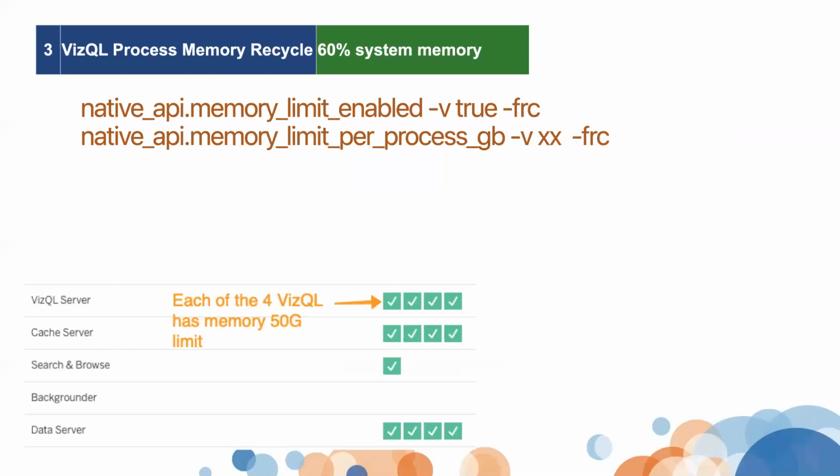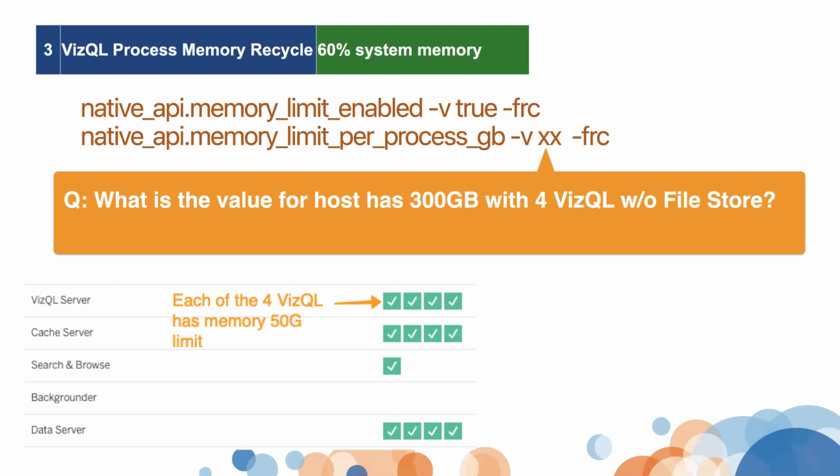Let me talk a little bit more about that. First of all, as you notice, there are 2 steps. One is to make it true, enable that. Secondly, you give a memory number. The question is, what is the value? I'll give you an example. If your host, for example, has about 300 gig with 4 VizQL nodes, without file store, without Hyper, okay? Let's say you have this situation. What is the value of the number you give?